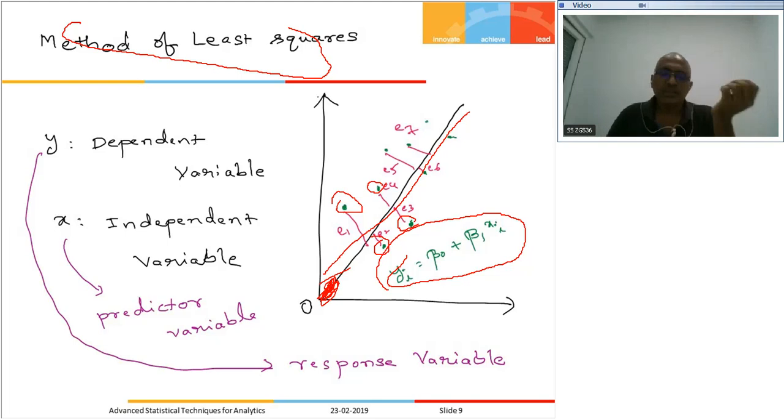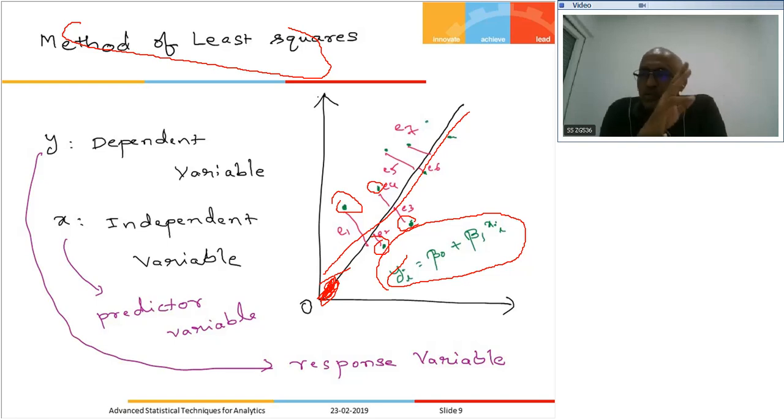So we want to find out the values of beta naught and beta 1 where this E1, E2, E3, E4 and so on, this error becomes minimal. But here, because this error can be positive or it can be negative, it can be positive or it can be negative.